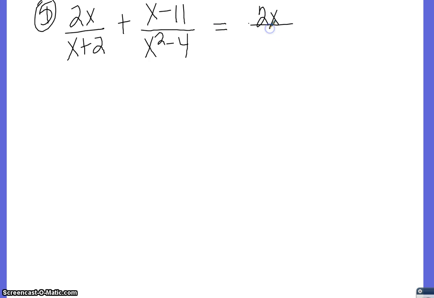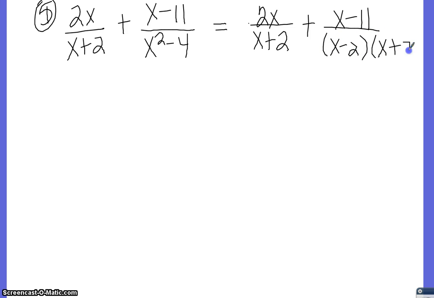My first fraction is going to stay the same. X plus 2 cannot be factored. However, my denominator of x squared minus 4 is a difference of squares, and I can factor it into x minus 2 and x plus 2. So what I need to figure out in order to have a common denominator is what I'm missing. So here I have an x plus 2 and an x plus 2 in both of my denominators. I have an x minus 2 over here. I need an x minus 2 on this side.